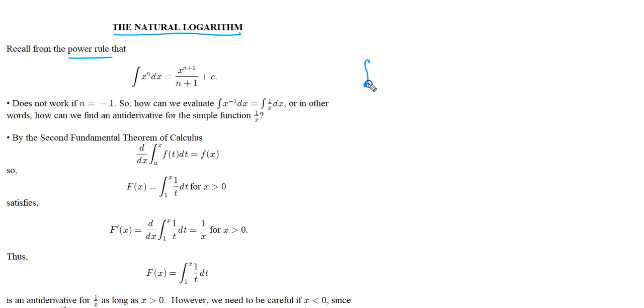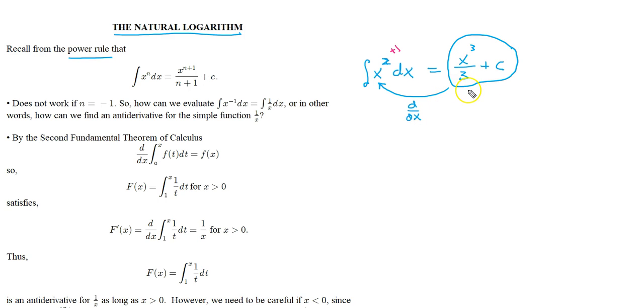So, for example, if we want to evaluate the antiderivative for x squared, we would simply add 1 to the exponent here. So here we just added 1 to the 2, we get x cubed, and we divide by this number 3 in the denominator here, add our arbitrary constant, and here we have an antiderivative for x squared. If we were to differentiate this, we would recover the x squared. So that's the power rule from calculus.